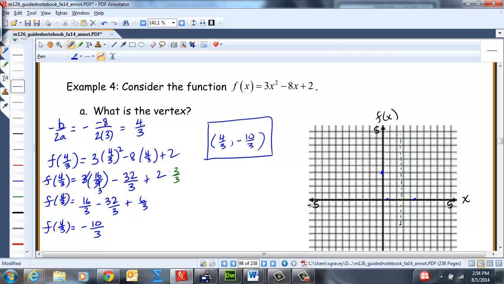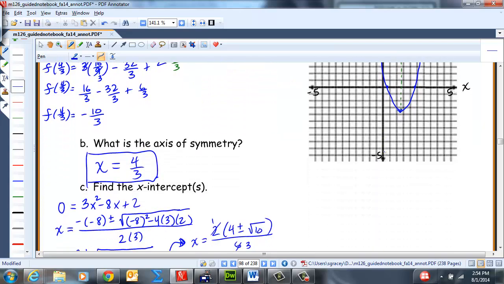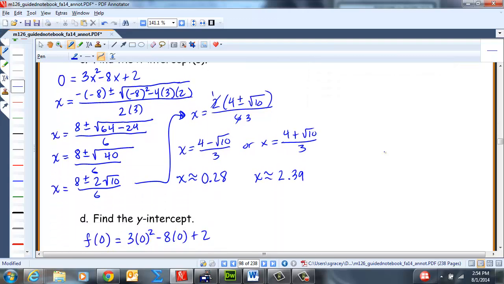So 1, 2, wait, 1. I can't count today. Let's see. 1. It'll be about here using symmetry. So then when we just draw the picture of our graph, and we're good to go. Okay? Fun times, graphing parabolas.